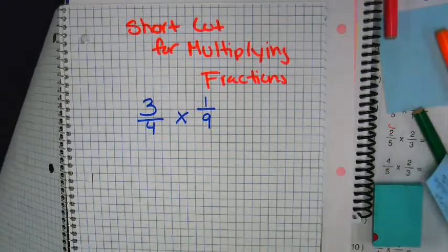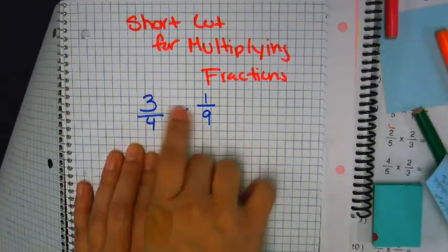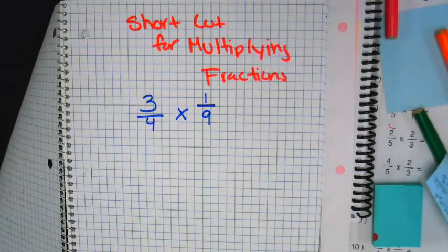Okay. Before you multiply straight across, what I want to do is to simplify the corners, okay? I call it checking the corners.